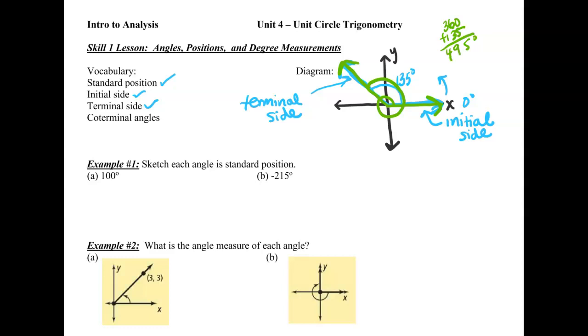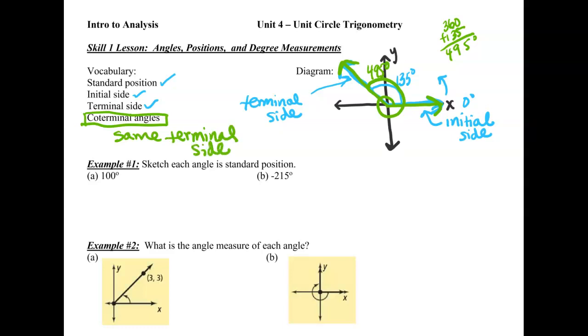These are technically two different angles. 495 degrees is much bigger than 135 degrees. But these angles are what we call coterminal angles because they share or have the same terminal side.